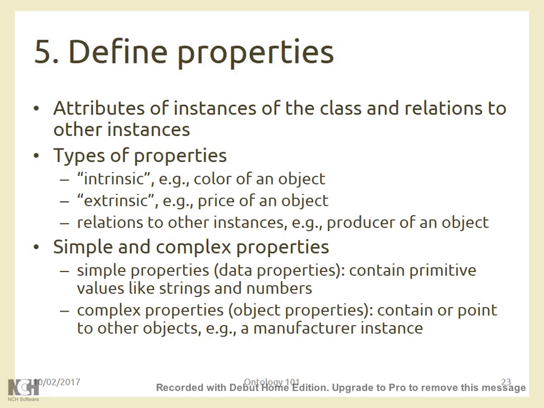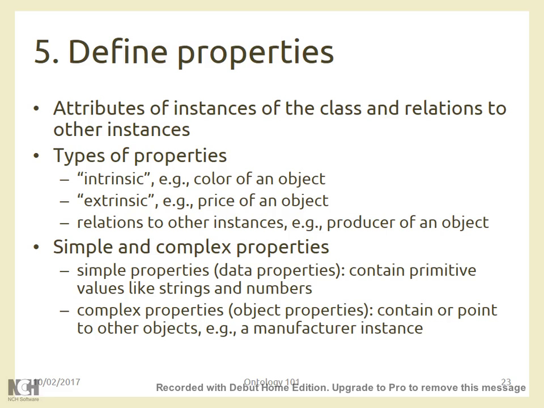So properties, just to remind, are attributes of instances of the class and relations to other instances. We can have generically three types of properties: intrinsic properties, like the color of an object; extrinsic properties, like the price of an object, things that can change independently from the object; and relations to other instances, like who is the manufacturer of an object. It's a relation between the object and the manufacturer.